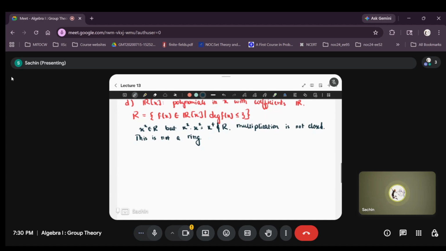What about if I had greater than or equal to? There is no problem in multiplication, but there can be a problem in addition.